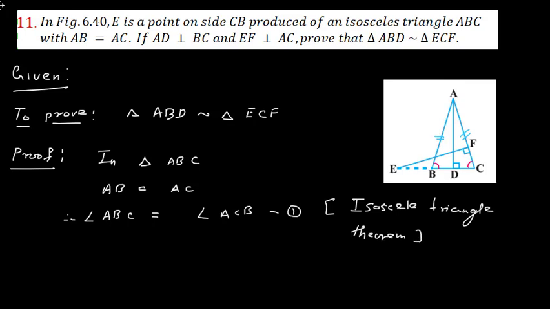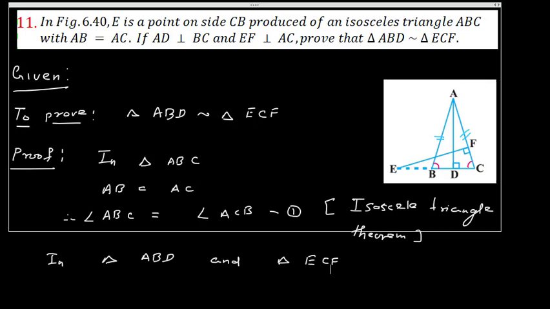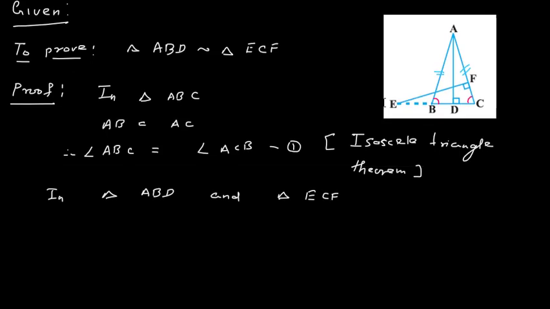Okay, so I got this angle and this angle equal. Now I will choose these two triangles. I will say that in triangle ABD and triangle ECF, now in these two triangles, angle B, that is angle ABD, is equal to angle ECF, from 1. Already in 1 we have said that they are equal.